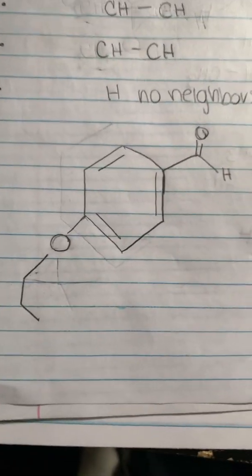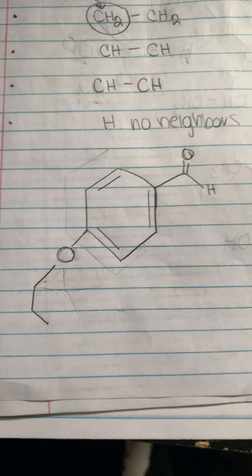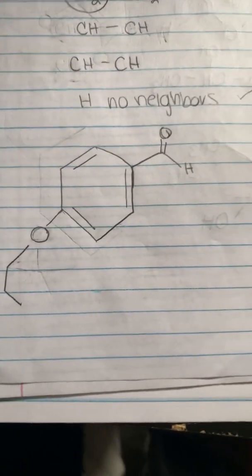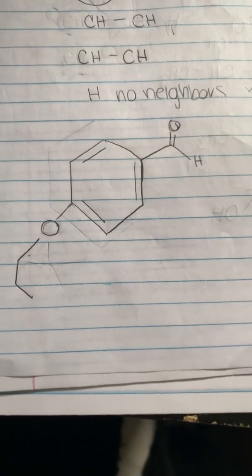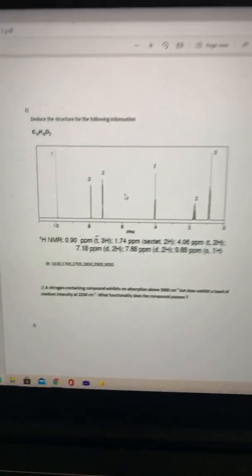And in doing so, I encountered this molecule. So it's a gradual process. It's not going to come instantly when you look at the NMR spectrum. It's just something you have to get used to doing. So yeah, this is the solution for C10H12O2.